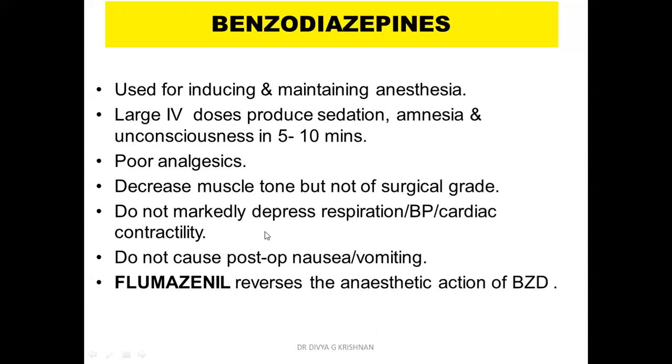It does not produce marked respiratory depression, BP fall, or cardiac contractility, and doesn't cause post-operative nausea or vomiting. And one advantage is that it has got an antidote and it can reverse the anesthetic action. The flumazenil. Flumazenil is the agent that can reverse the anesthetic action of benzodiazepine. So the mechanism of action and all you have elaborately learned in other chapters. The only thing that you have to remember here is that as per the dose, the benzodiazepines can act as sedatives or they can act as anesthetics, and their action can be antagonized by flumazenil.